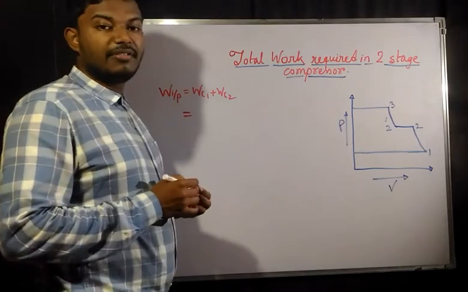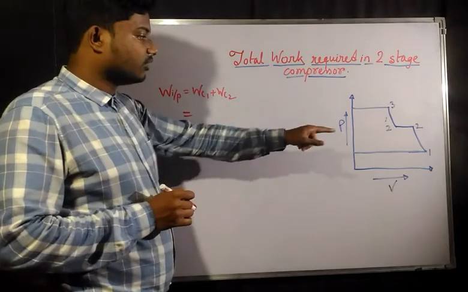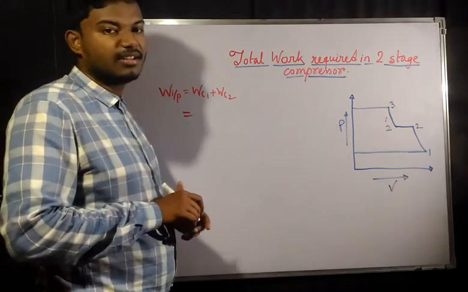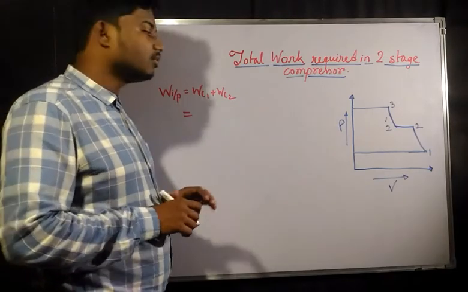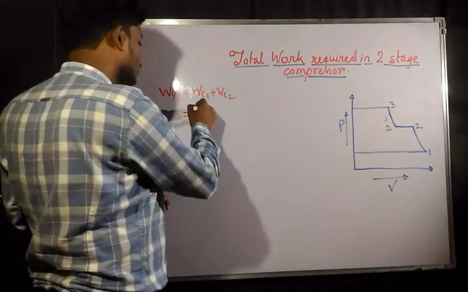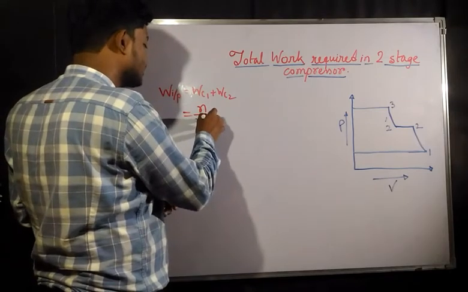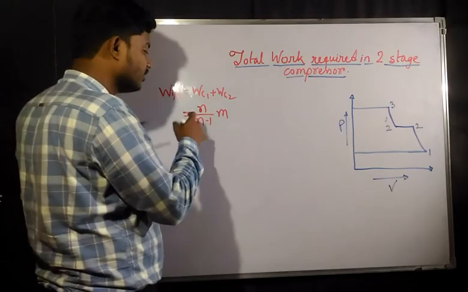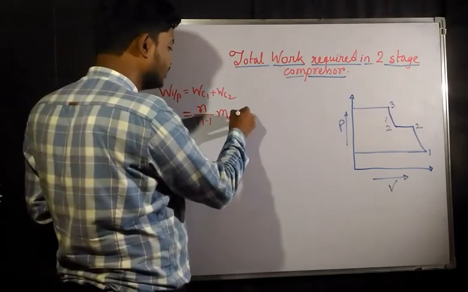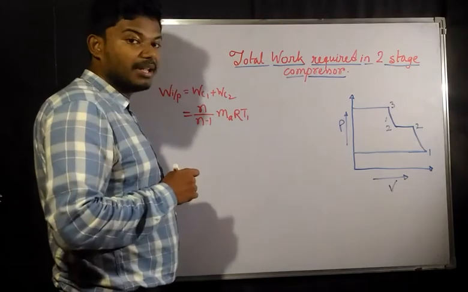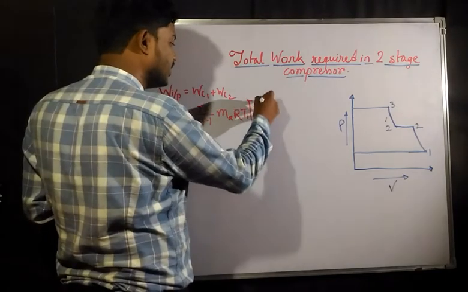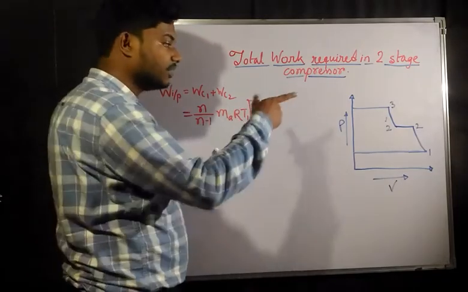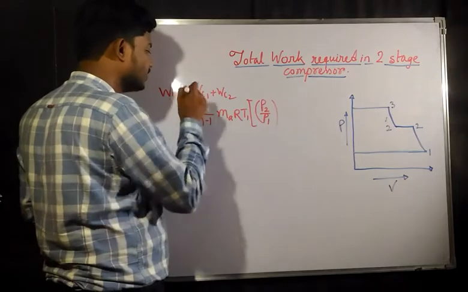So we have found out the single stage compressor. 1 to 2 is going to be one single stage compressor and 2 dash to 3 is going to be another single stage compressor. Both these together will be a multi-stage compressor. For a single stage compressor, if the polytropic index n is given, the total work input required is n by n minus 1 into m_a R T1, multiplied by the pressure ratio of the first one, p2 by p1. I am writing it for compressor 1.